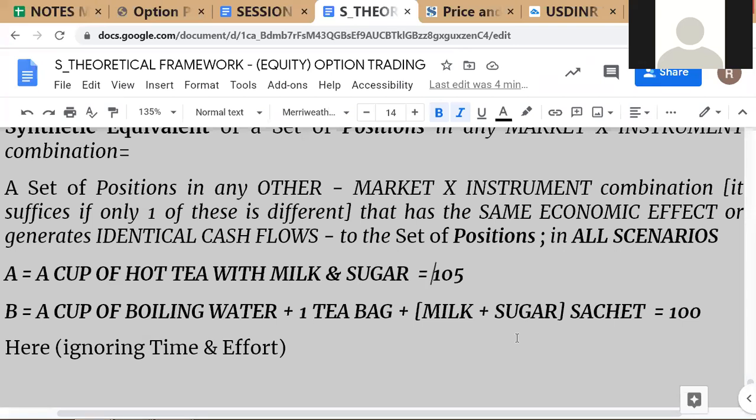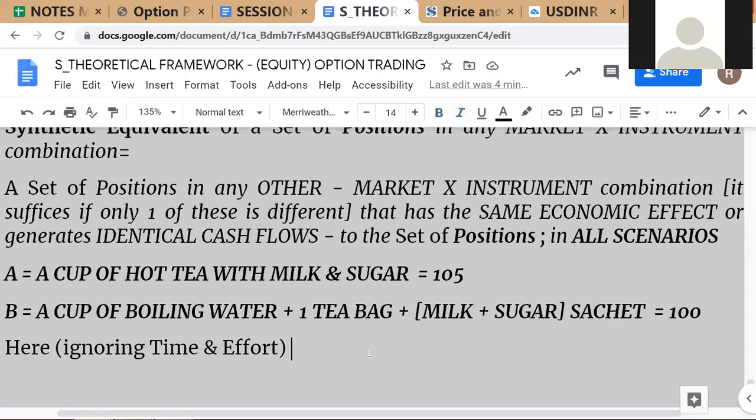Yes, sir. Okay. So that's basically, which means you're not drinking the tea, somebody else is drinking the tea, you're just pocketing the money, the profit. So this is the basic idea of arbitrage. The basic idea of arbitrage is that you look at a position and you ask if there's a synthetic equivalent, and then if there's a difference in the price, you will do this.